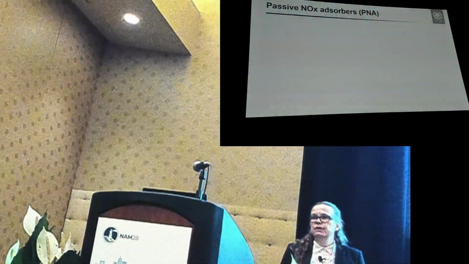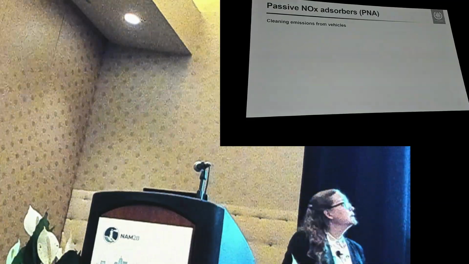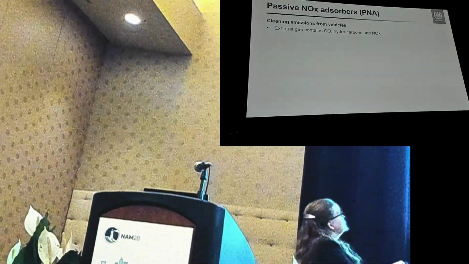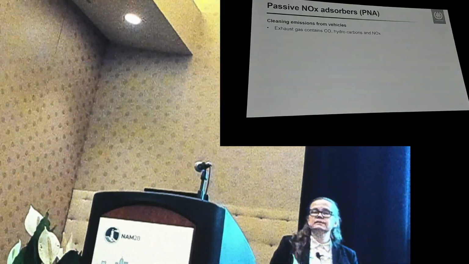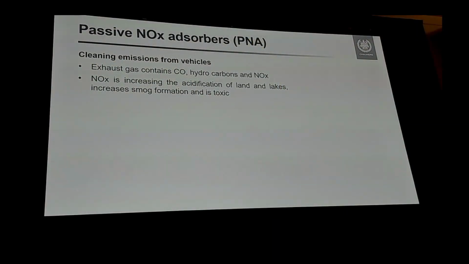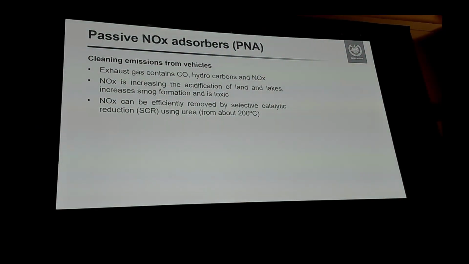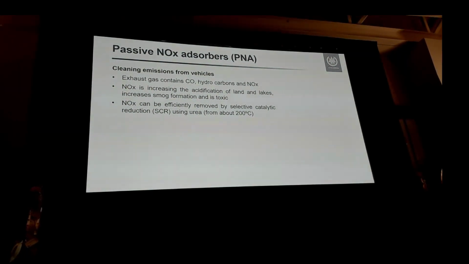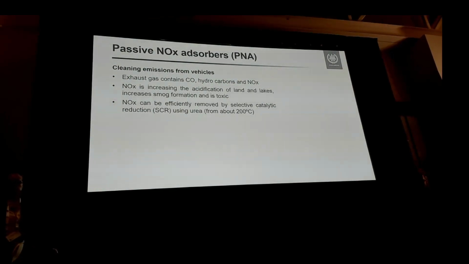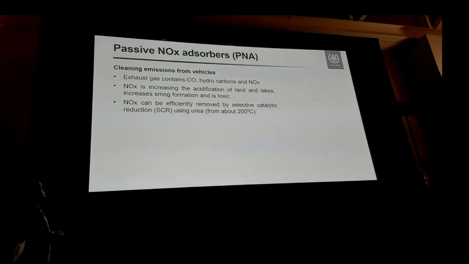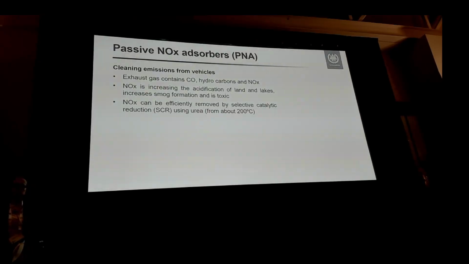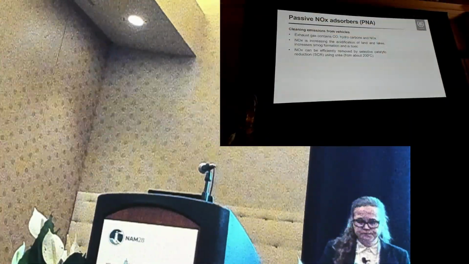So first of all, clean emissions from vehicles. We have the exhaust gas from vehicles, with CO, hydrocarbons, and nitrogen oxides in the emissions. NOx increases acidification and smoke formation, and it is toxic, so it is very important to remove the NOx. Today, NOx can be efficiently removed by selective catalytic reduction with ammonia. However, urea can only be dosed at higher temperature, about 200 degrees. Otherwise it will form deposits such as biuret and so on.